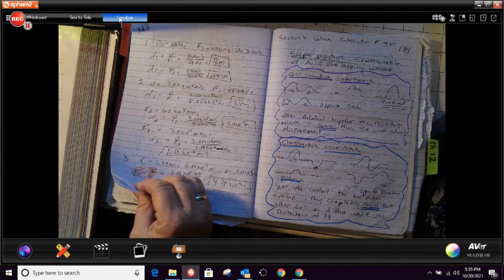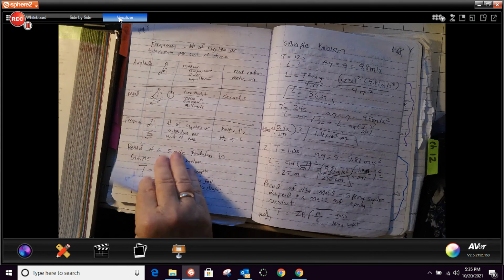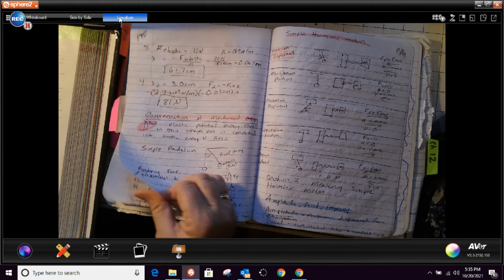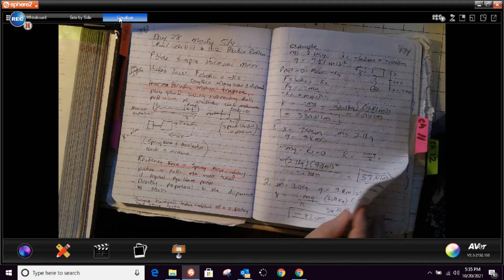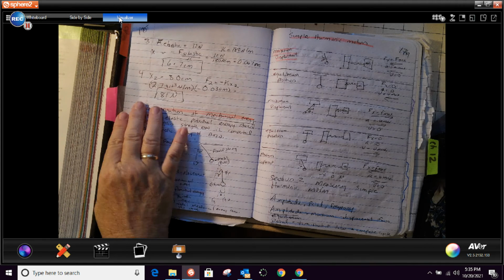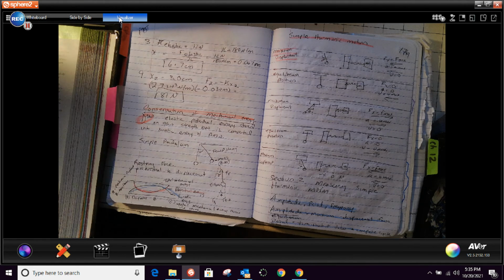But before we get finished with chapter 11, what I would like to do is a little bit of a review on what we've talked about in chapter 11. Chapter 11, of course, was talking about vibration and waves. The first thing we started with was simple harmonic motion.